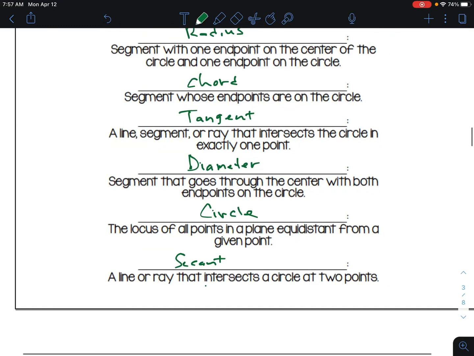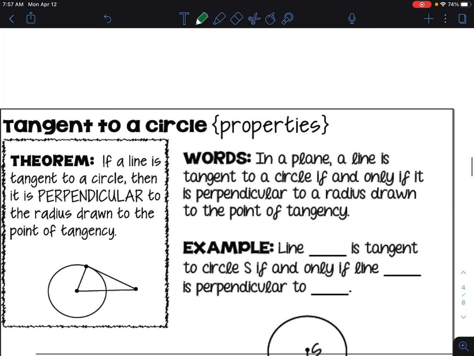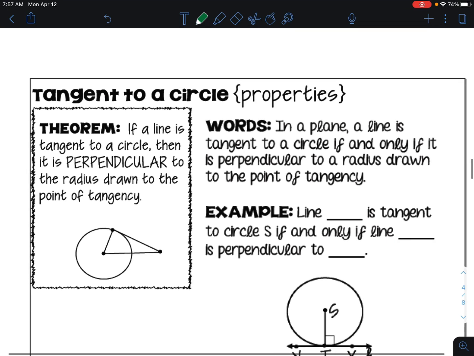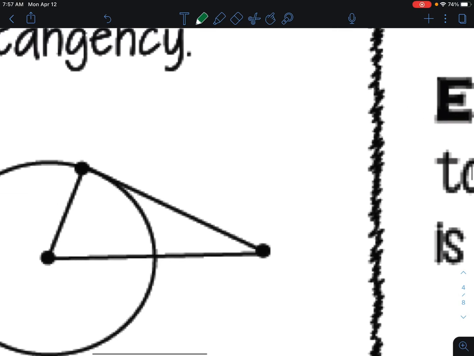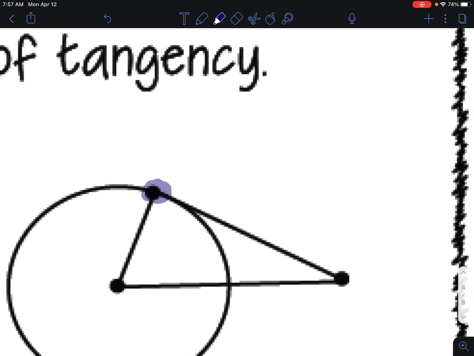All right. Quick review. So here we go. We have some properties of a circle. So the first thing, the theorem: if a line is tangent to a circle, and we could tell because it intersects it in exactly one spot, then it is perpendicular to the radius. Well, we talked about last week what perpendicular meant. Perpendicular means intersecting and forming 90-degree angles.